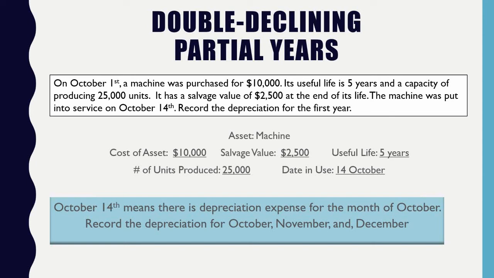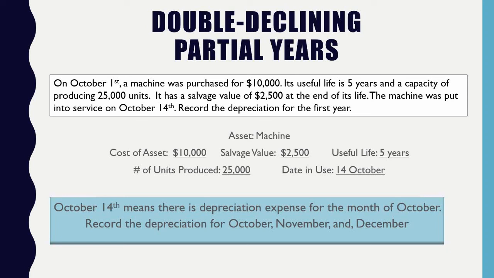So in this example here, we bought a machine for $10,000 with a salvage value of $2,500. Its useful life is 5 years. The number of units it can produce is 25,000, and the date that we placed into service was October 14. October 14 fell before the 15th. So therefore, we use this asset for more than 50% of the month. So we're going to start depreciating as of October, then November, then December. Assuming that when we calculate our depreciation, we're doing it at the end of the year, December 31st.